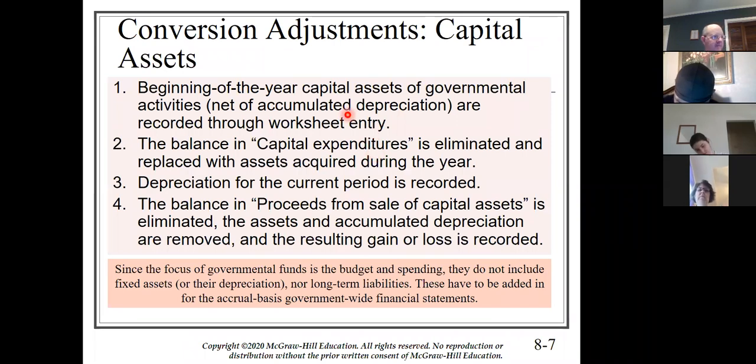Capital assets. Here's how you would add those into the overall statement. You'd have a worksheet where you would record the amounts you had at the beginning of the year, net of accumulated depreciation. You have that information from last year. The balance in capital expenditures is eliminated.